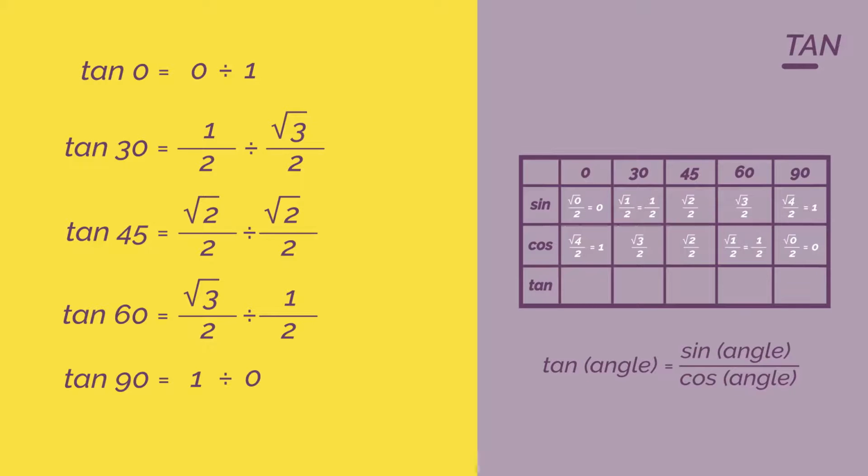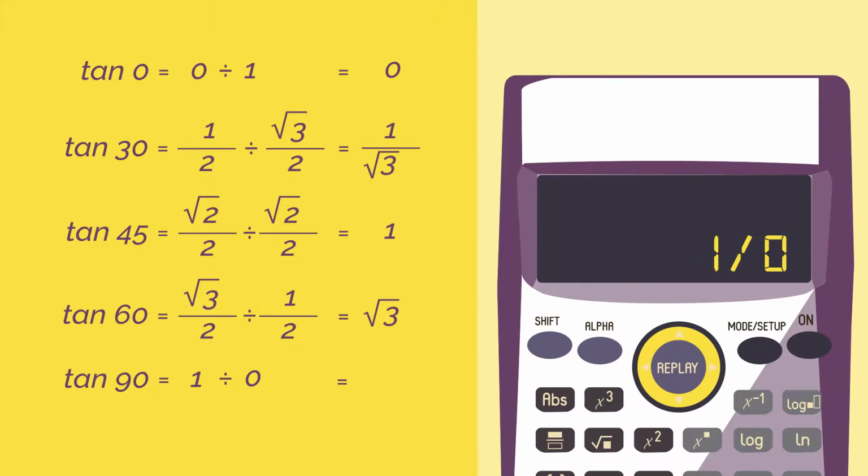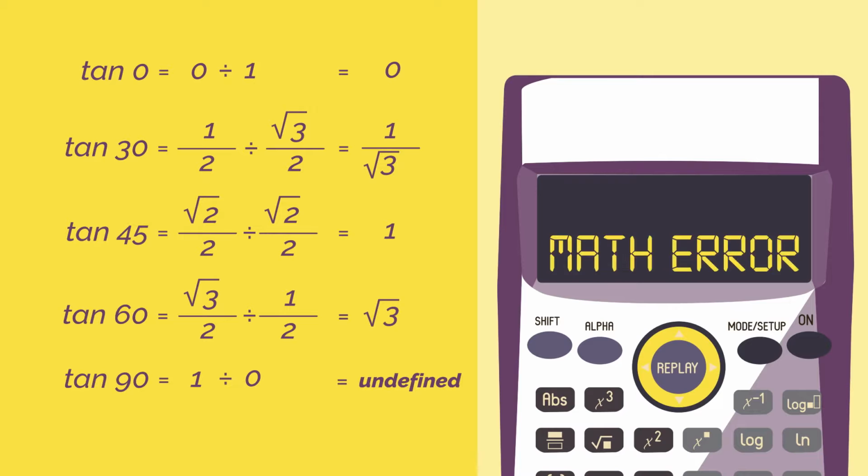So we can cancel these down. Tan of 0 would be 0. 30 would be 1 divided by root 3. 45 is just 1. 60 is root 3. And tan 90. Type into your calculator 1 divided by 0 and it will say math error. We can't do that. Right, so it wasn't that hard, was it?